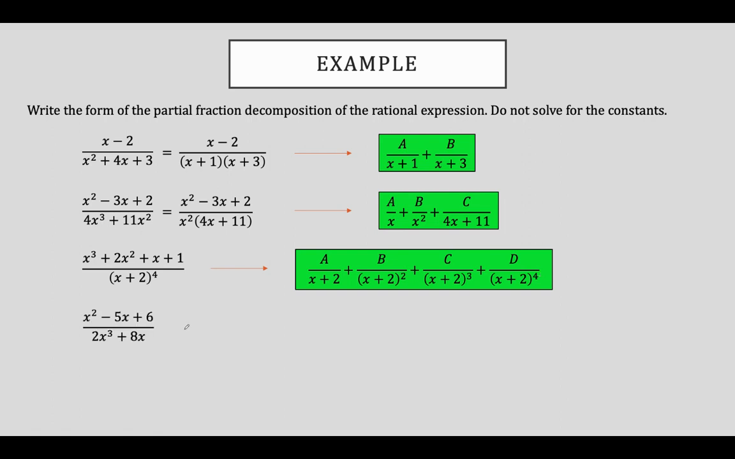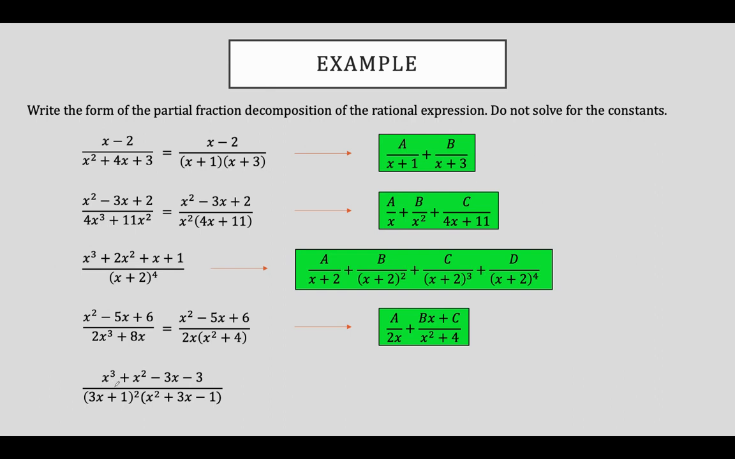x squared minus 5x plus 6 divided by 2x cubed plus 8x. Here we can again begin by factoring the denominator. Our greatest common factor is a 2x. This turns into x squared minus 5x plus 6 divided by 2x times x squared plus 4. This is now completely factored. 2x would be a linear factor, and x squared plus 4 is a quadratic factor. So because we have a linear factor, this would break down into A over 2x plus, quadratic factors always break down into a linear numerator. That would be Bx plus C over x squared plus 4. A over 2x plus Bx plus C over x squared plus 4.